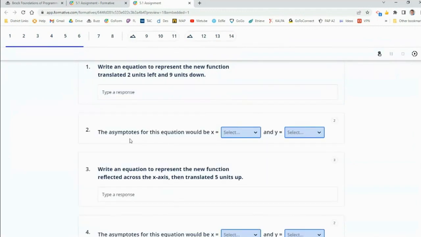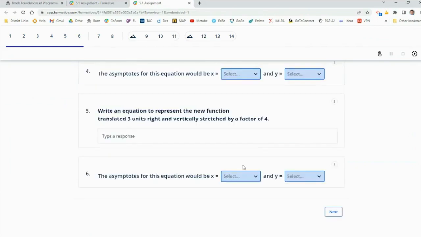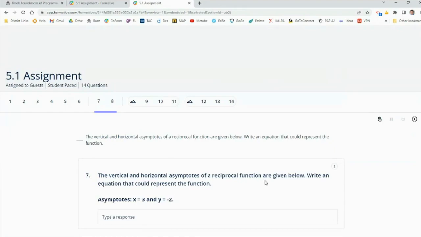And then it asks you, what's the asymptotes? And I give you multiple choice. X equals and y equals. What are the asymptotes for that equation you just wrote? It's 2 units left and 9 units down. Then here's another one. Write that and choose those two. So you got multiple choice on the asymptotes. All right, that's the first 6 problems.